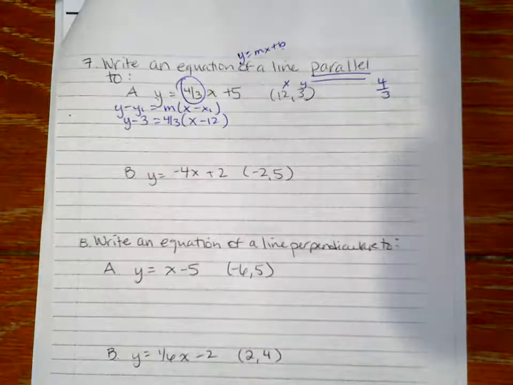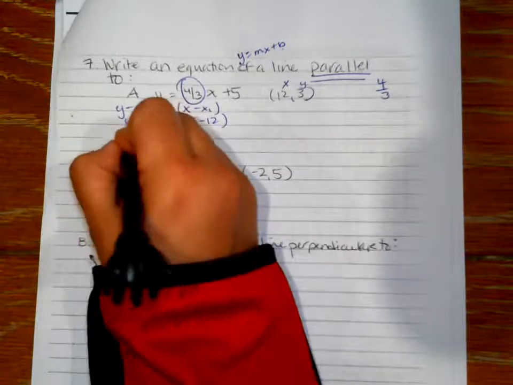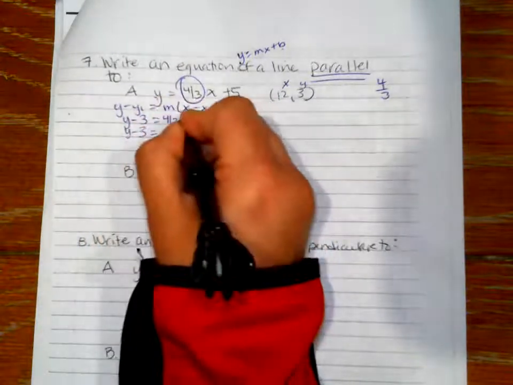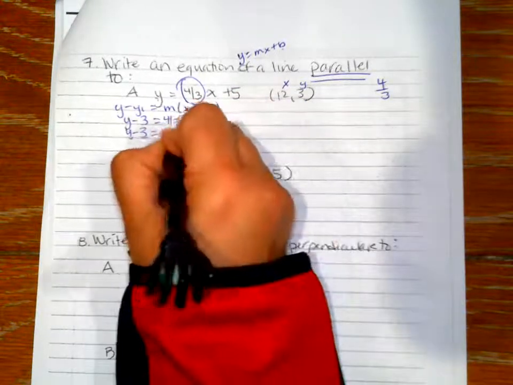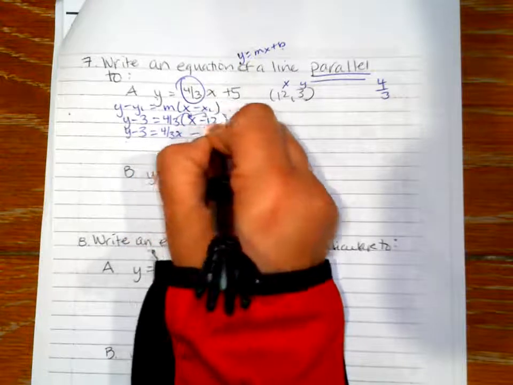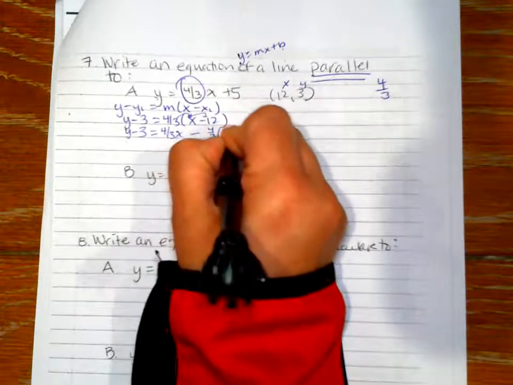And then I'm going to keep solving. So I'm going to get y minus 3. I'm going to distribute, equals 4/3 x minus 4/3 times 12.